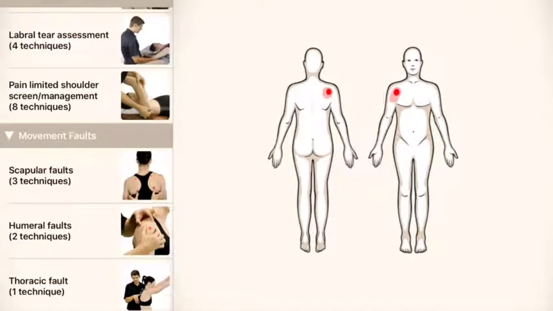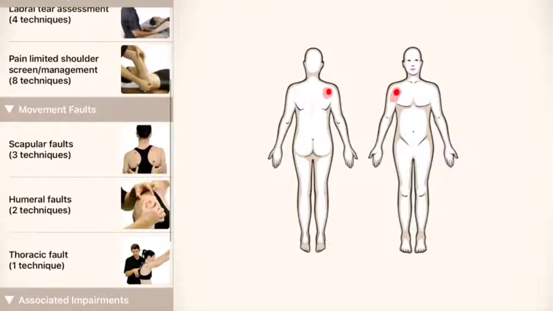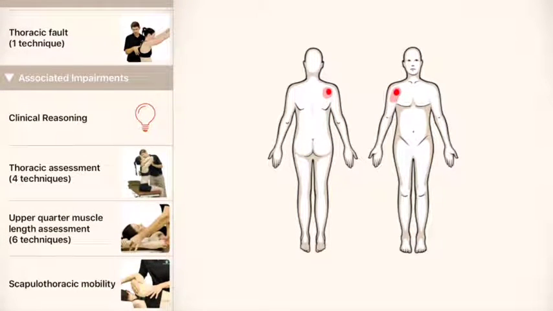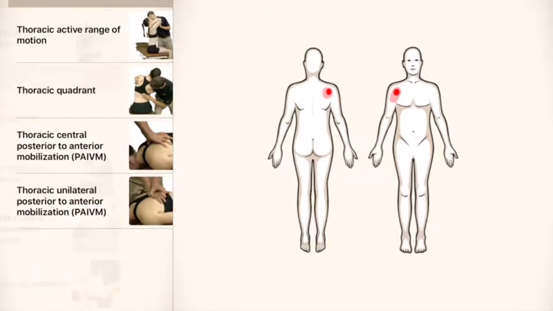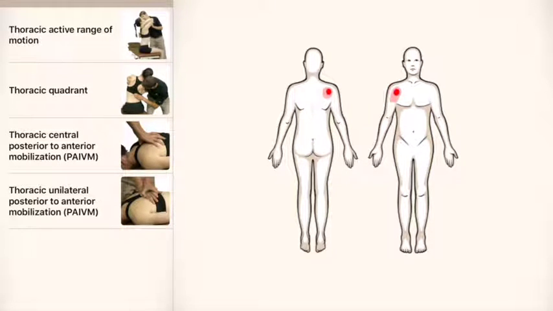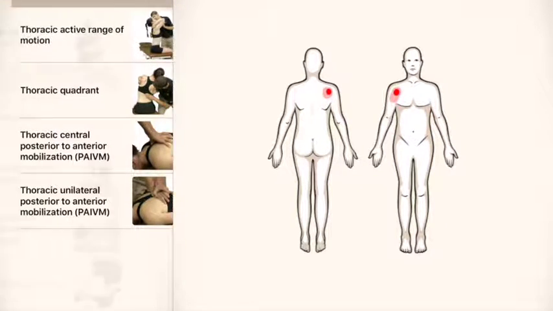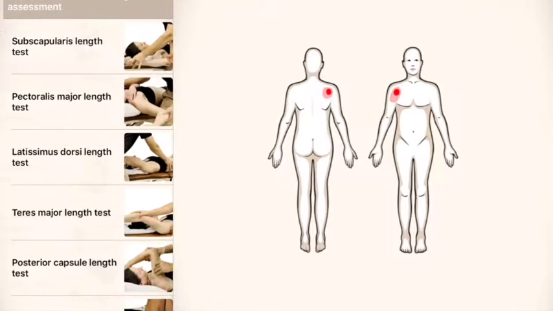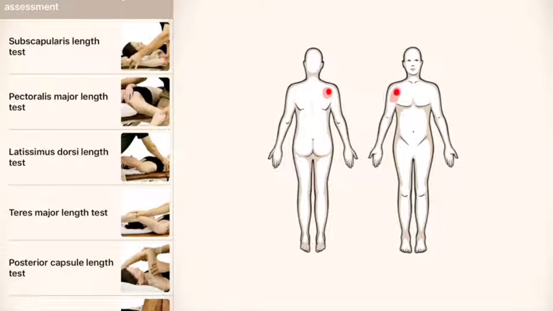Right? And when you look at associated impairments, you'll see that we have included a number of thoracic spine assessments, because commonly the thoracic spine is stiff in these athletes. Some upper quarter muscle length tests that could influence the humerus.